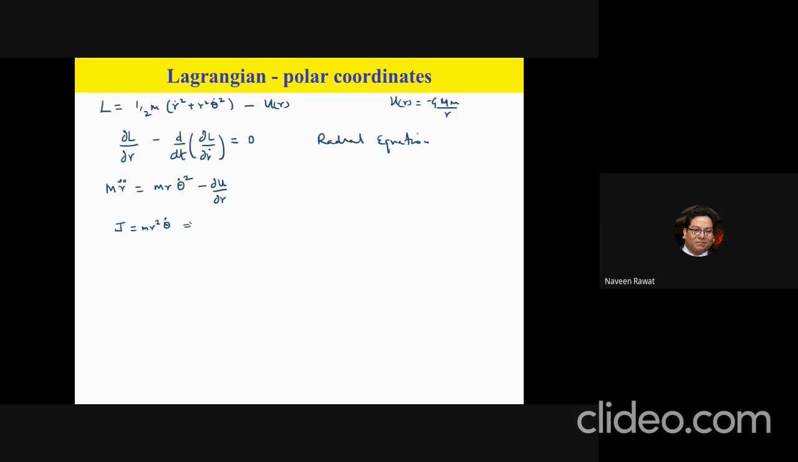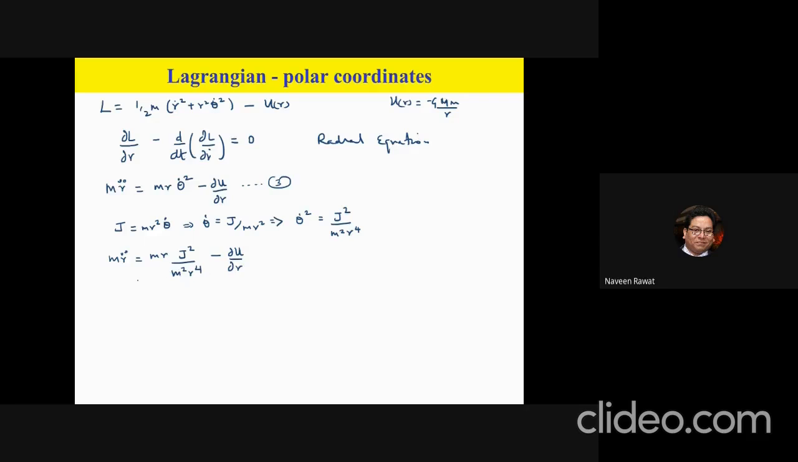Okay, so from here I can say that theta dot is j by mr square. So that means if I take theta dot square, I will essentially get j square by m square r to the power 4. Okay, now if I plug that into this equation here, let's call it equation 3, I will get mr double dot is equal to mr times j square by m square r to the power 4, minus the partial derivative of the potential function.